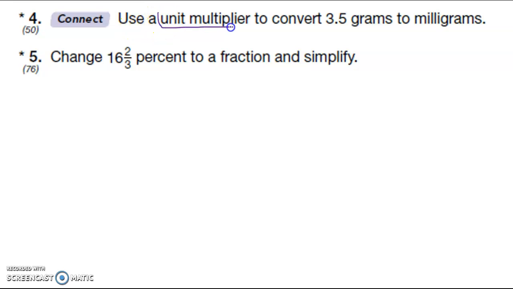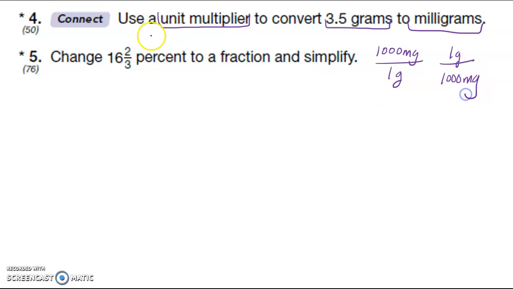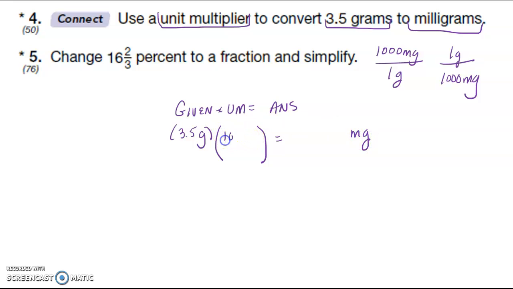Use a unit multiplier to convert 3.5 grams to milligrams. So we know that there's 1,000 milligrams in 1 gram, and we can write that this way as well. So when we're doing unit multipliers, we have our given times our unit multiplier is equal to our answer. Our given is 3.5 grams. We haven't chosen our unit multiplier yet, but we know we want milligrams. So if we want milligrams, that's got to be in the top. My grams cancel. I get 3.5 times 1,000, which is going to be 3,500.